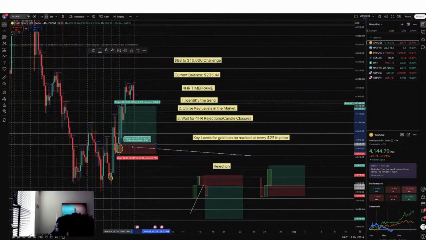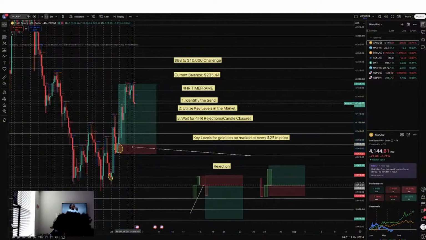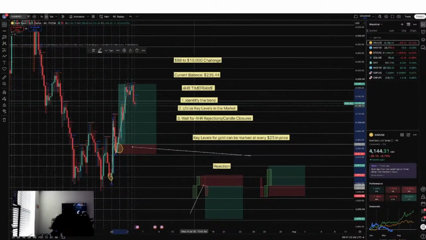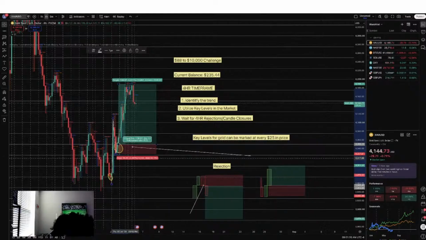This is how we're going to be able to catch 1,000, 2,000 pip moves, so on and so forth. But now what happened is this is the trend. So you're going to see how, by identifying the trend and utilizing these key levels, which is every $25 in price when it comes to gold, you're going to see how it reacts.